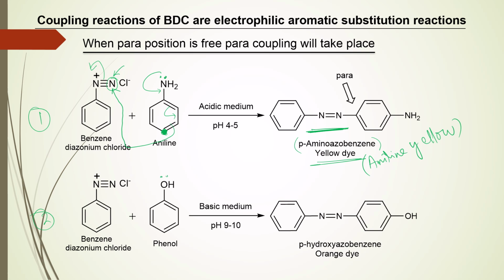And same is the case with the second reaction. In the second reaction also, the lone pair is in conjugation with the benzene ring, and this para carbon is coupling with this electrophilic nitrogen. This is electrophilic because this pi bond is taken by this particular nitrogen, and the product is para hydroxy azobenzene. The color of the compound is what? Orange dye. And the main difference between the first and second reaction is that the first reaction requires acidic medium where we need to maintain a pH of 4 to 5, and the second reaction requires a pH of what? 9 to 10, meaning that we need to take some basic medium.